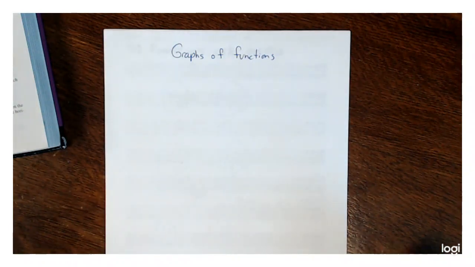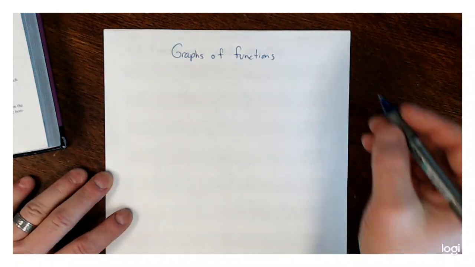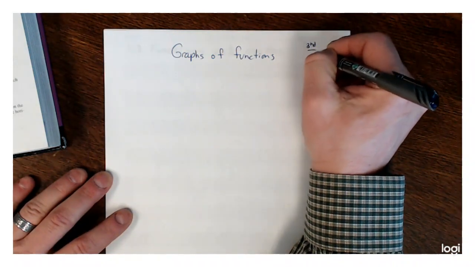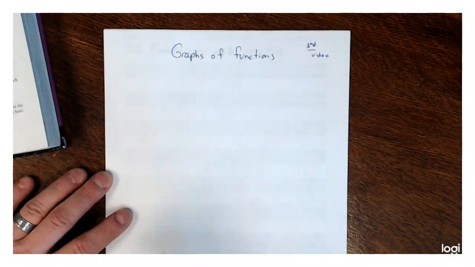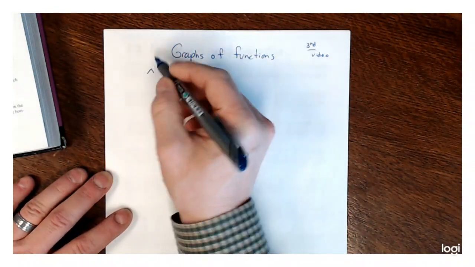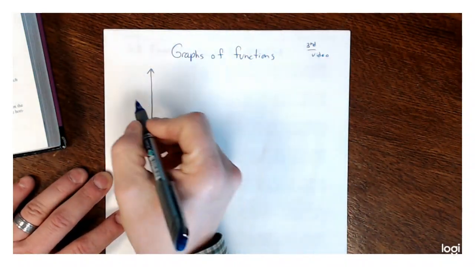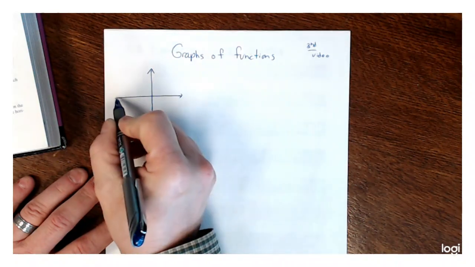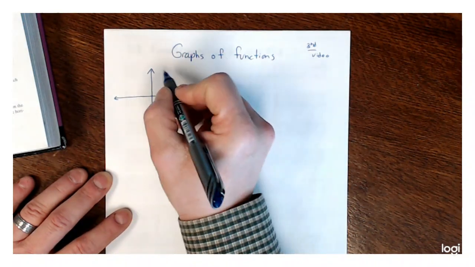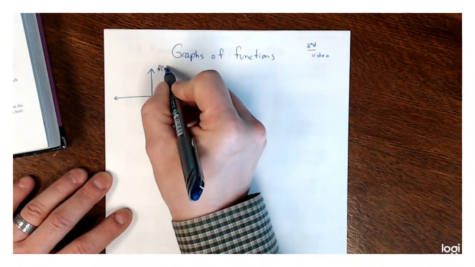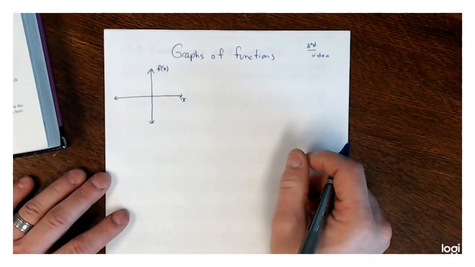This is the third video in this series. We're now going to look at graphs of functions. Let's take an example and look at a graph of a function. I'm going to have my x-axis. I'm going to have my f of x, which is my y-axis, my output axis.